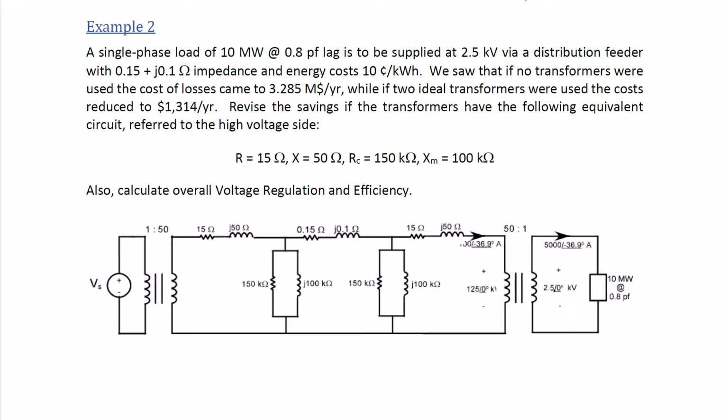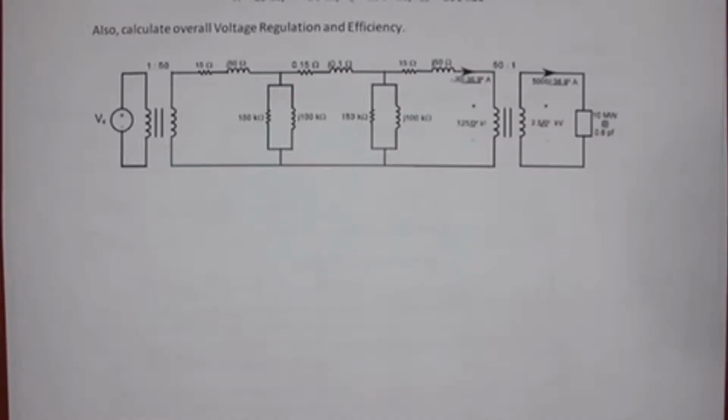Now we're going to revise the savings if the transformers have the following equivalent circuit referred to the high voltage side, where R is equal to 15 ohms, X is equal to 50 ohms, RC is equal to 150 kilo ohms, and XM is equal to 100 kilo ohms. Find the voltage regulation and efficiency. Some parts are already done for you.